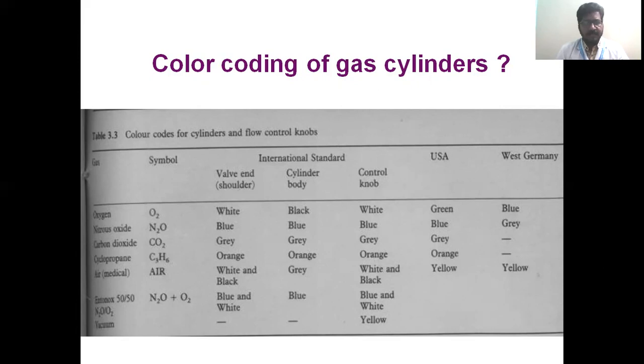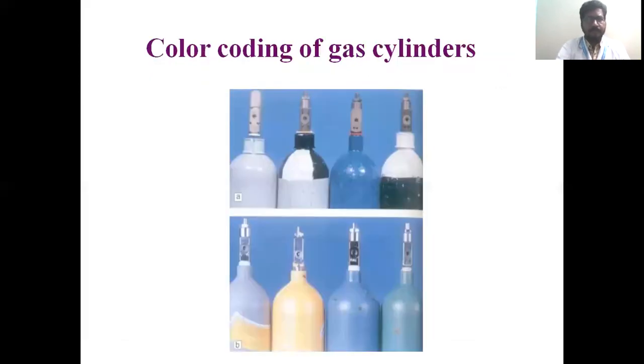For oxygen, it is black body with white shoulder. For nitrous oxide, it is blue body with blue shoulder. For carbon dioxide, it is gray body with gray shoulder. For cyclopropane, it is orange body with orange shoulder. For medical air, it is gray body with white and black shoulder. And for Entonox, it is blue body with blue and white mixed shoulder. This is the color coding of the gas cylinders, as you can see in the picture.